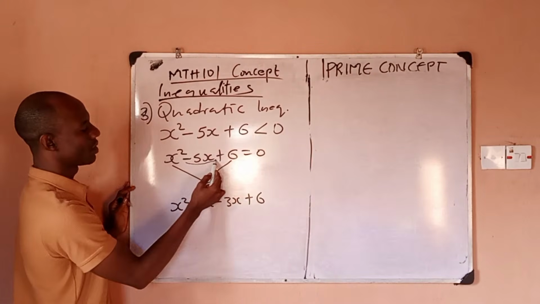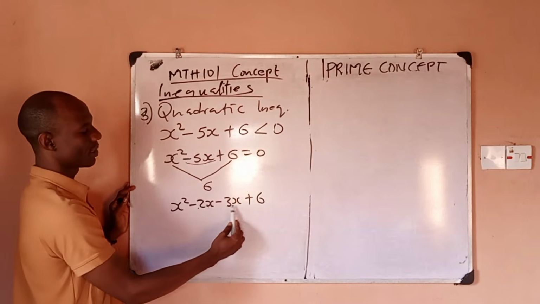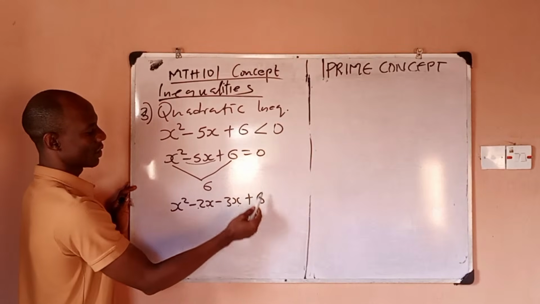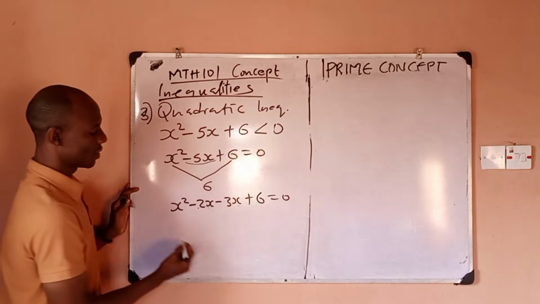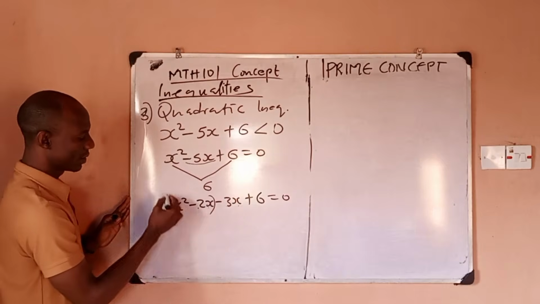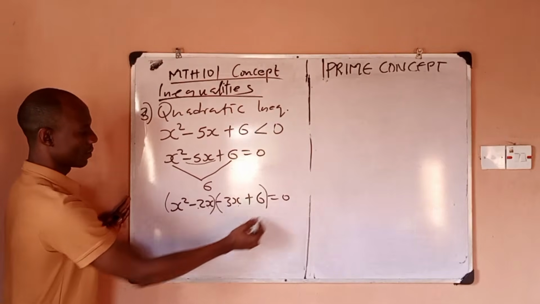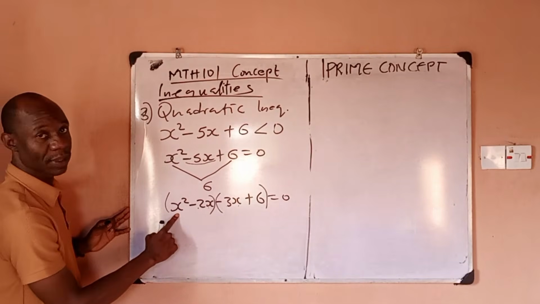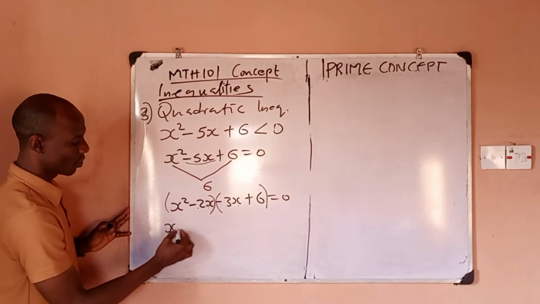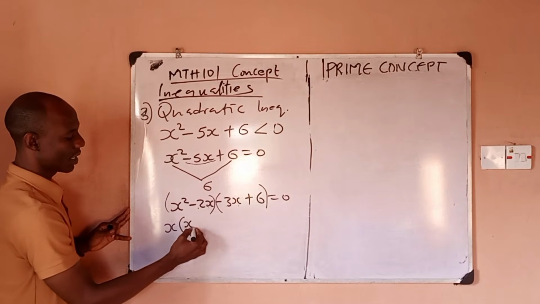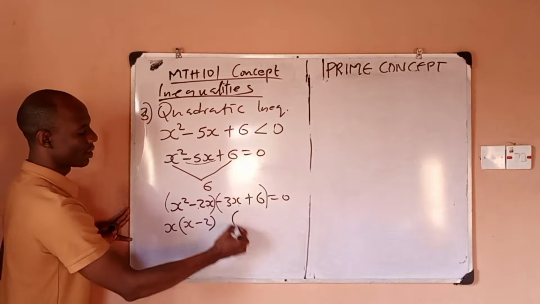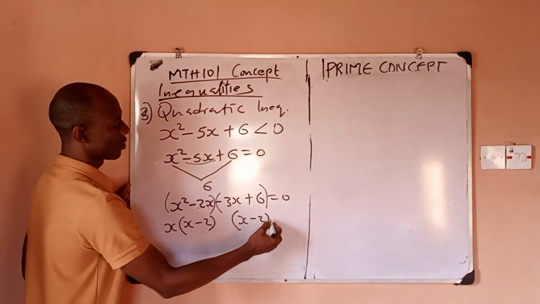I just replaced this with -2x and -3, then plus 6 equal to what? 0. So if you group this, what is common in this first bracket? You have x is common, you bring it out, you have x minus 2, right? This bracket must be x minus 2.